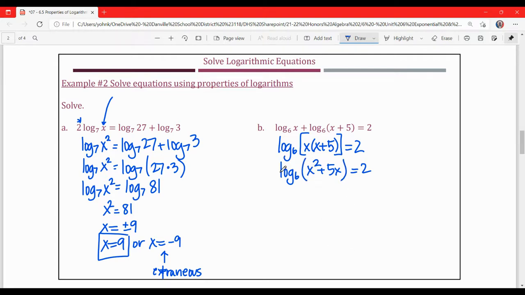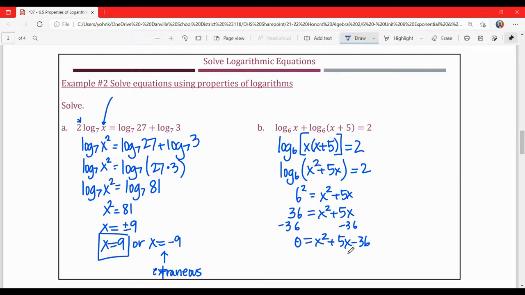Now notice I only have a log on one side, so I need to change this into exponential form, and it'll help me solve. So I'm going to do 6 to the second power equals x squared plus 5x. Well, that's 36 equals x squared plus 5x. Notice I have a quadratic equation right now, which means I need to get everything on one side. So I'm going to subtract 36 to the right. So that's 0 equals x squared plus 5x minus 36.